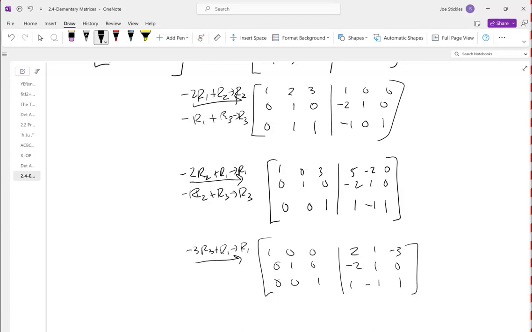Again, I know I did the arithmetic quickly, but the point of this problem is not to do all the arithmetic, but keep track of the row operations. And we're going to do that again in another example when we talk about the other method for solving systems of equations, the process of putting a matrix in reduced row echelon form. Okay so far?